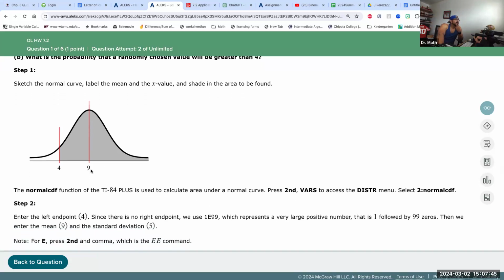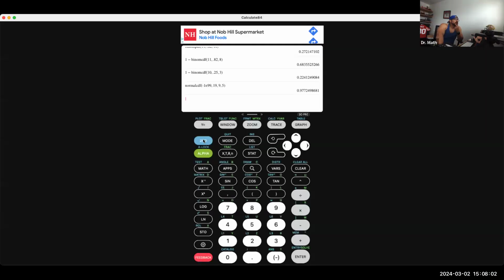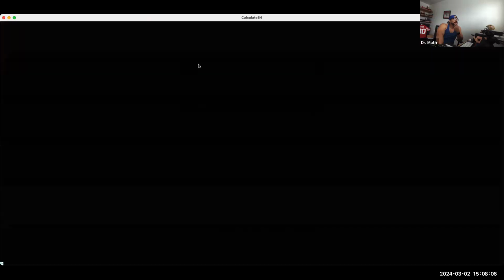So I'm going to do this with you. Notice here, my lower bound is going to be 4, but because I'm shading everything to the right, my upper bound is going to be 1E99. So let's go to our calculator and let's do that. We're going to go to second vars, normal CDF.